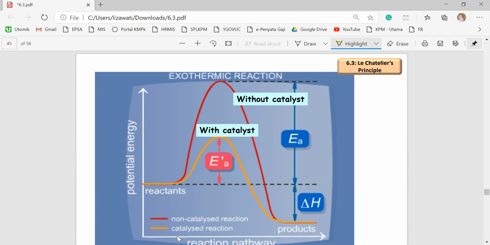Alright, we take a look at this graph. This is an exothermic reaction. We can see here without catalyst, the peak here is referred to as the EA. So this is EA without catalyst. And then with catalyst, the value of EA becomes lower.